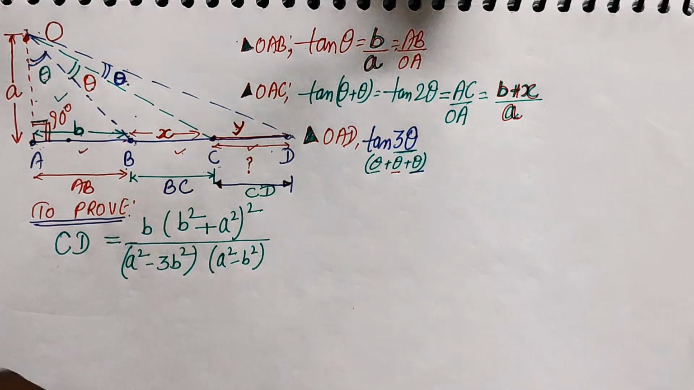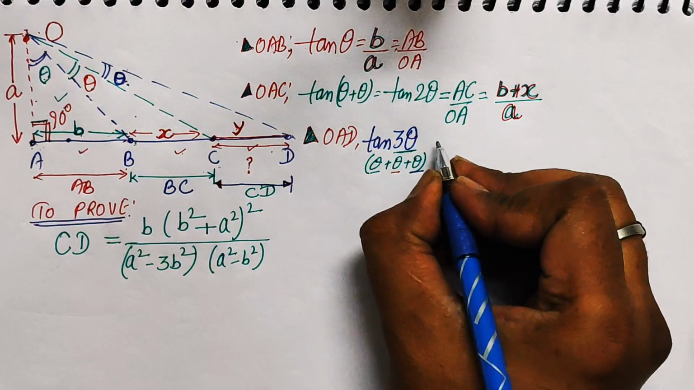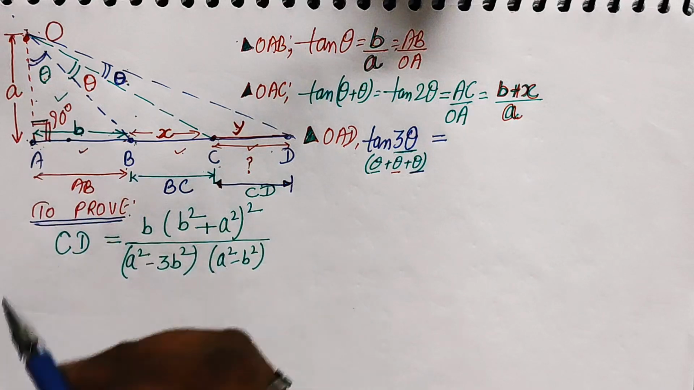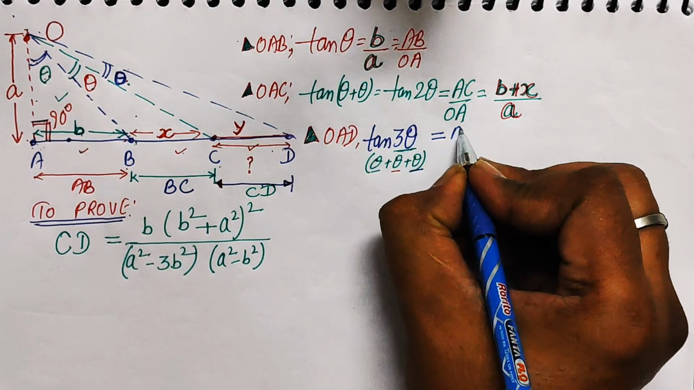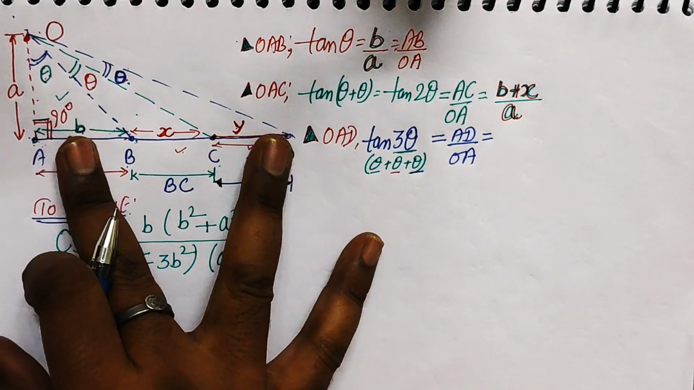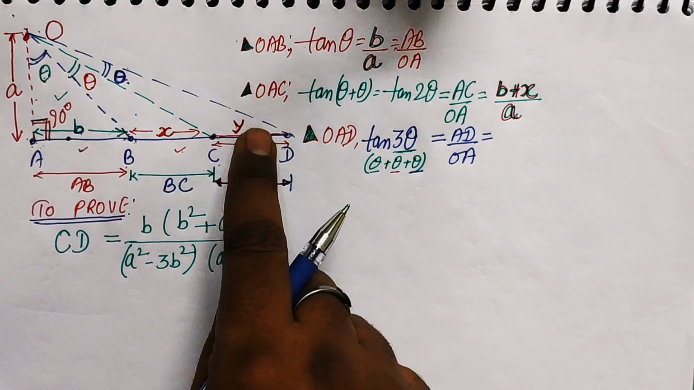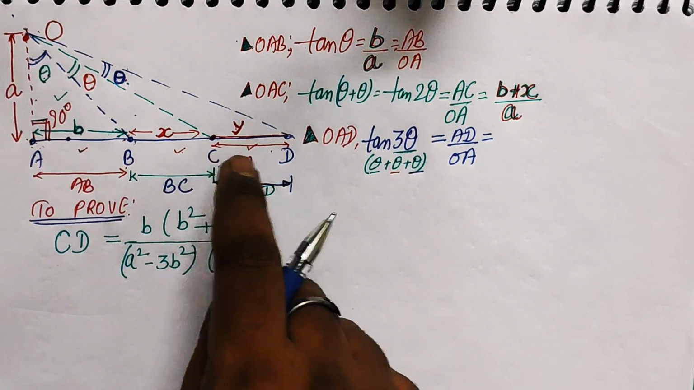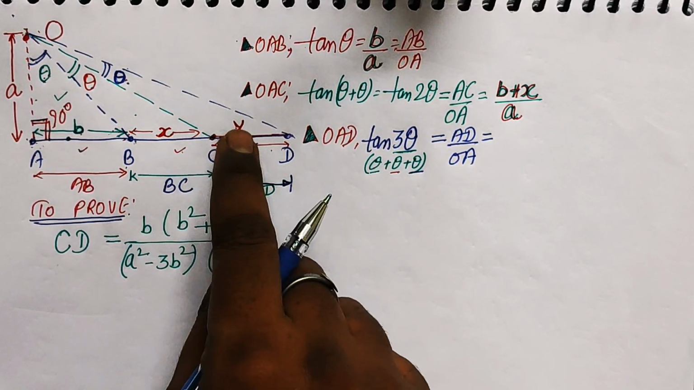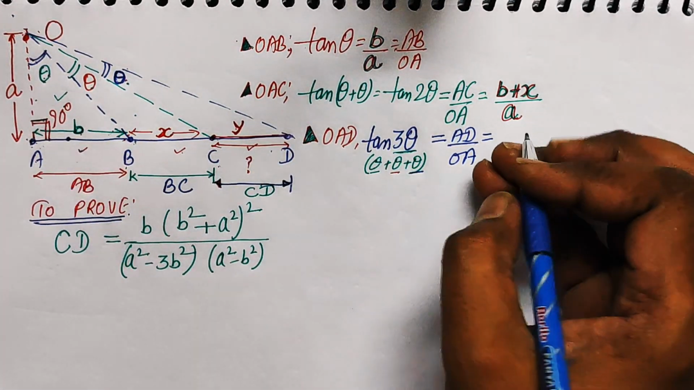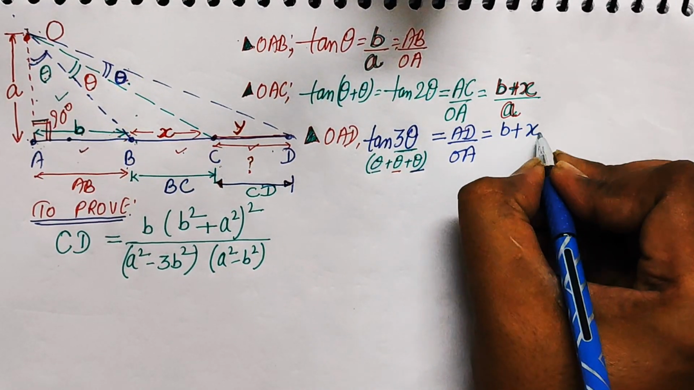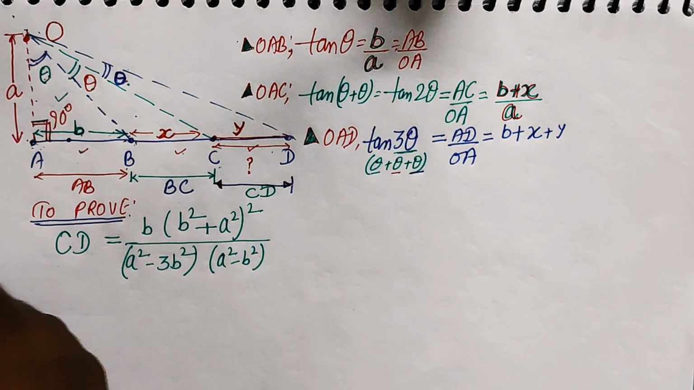And tan of 3 theta is equal to how much? It's AD by OA. And what is the value of AD? AD is b plus x plus y, because AD is AB plus BC plus CD, and AB is a small b, BC is a small x, CD is a small y. These are the two variables and one value is known to us. So in place of AD we can write b plus x plus y, right?